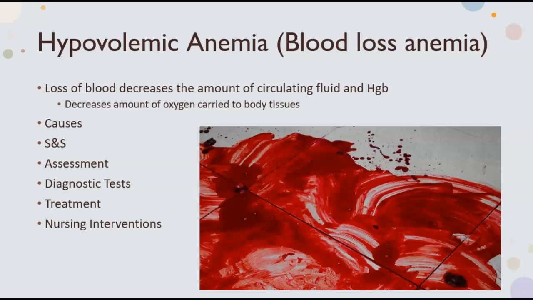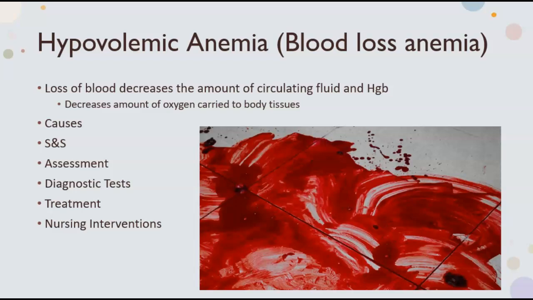Diagnostic tests for hypovolemic anemia. If the blood loss is sudden, it might take 2 to 3 days for the red blood cells to reflect this change. And then after that, the red blood cells, the hemoglobin, and the hematocrit will all be decreased.